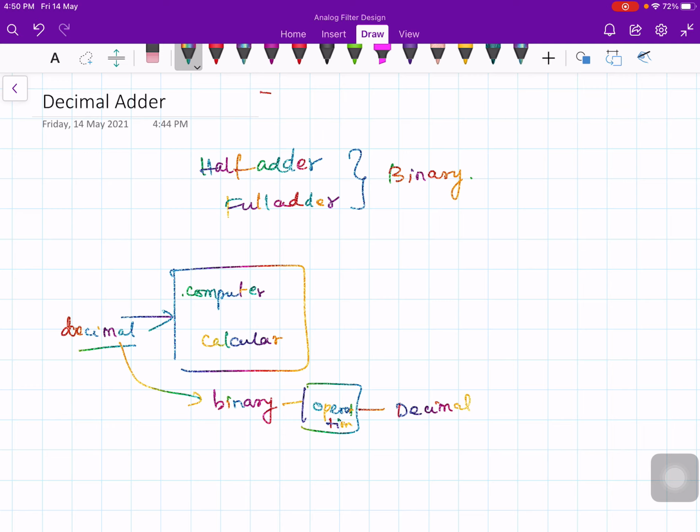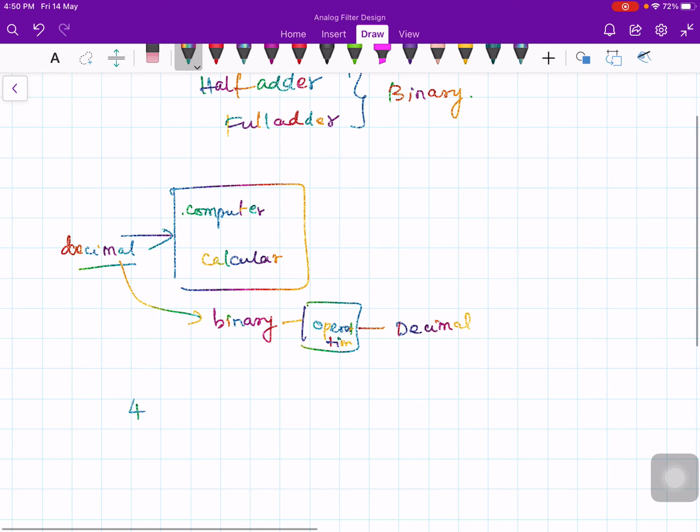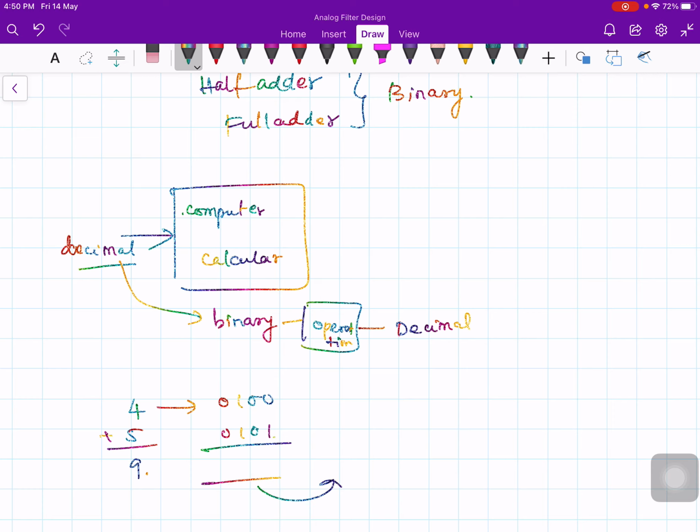For example, if you want to add two numbers, let's say 4 plus 5, then the answer is 9. So what you do, this 4 is converted into binary like 0 1 0 0 and this 5 is 0 1 0 1, right? Then you add these two numbers and again convert back to decimal like 1 0 0 1. So this is equal to 9. That's how it does the function.